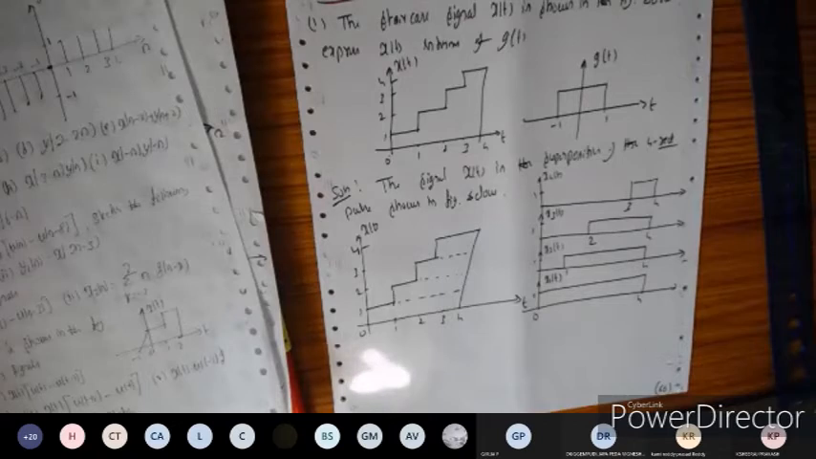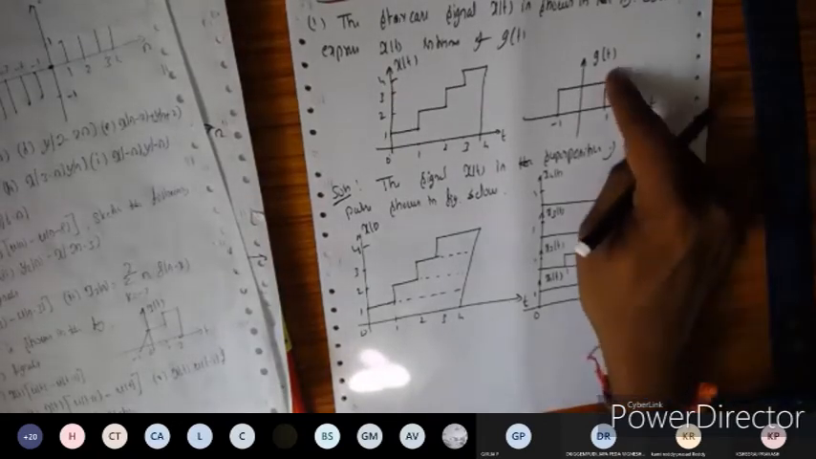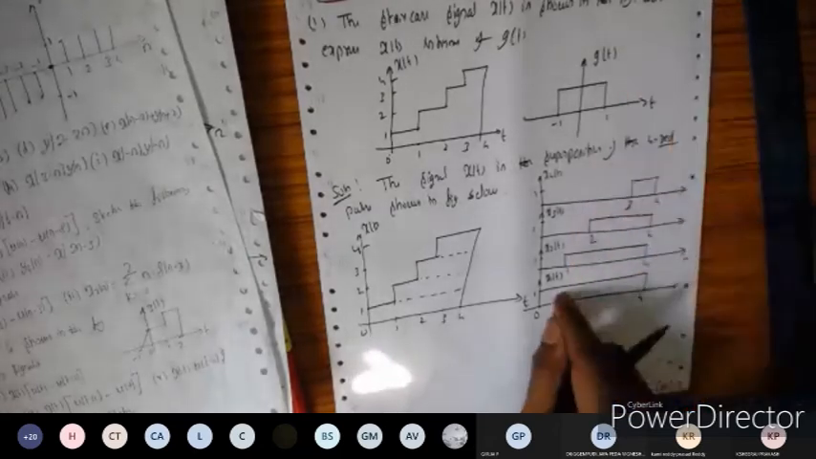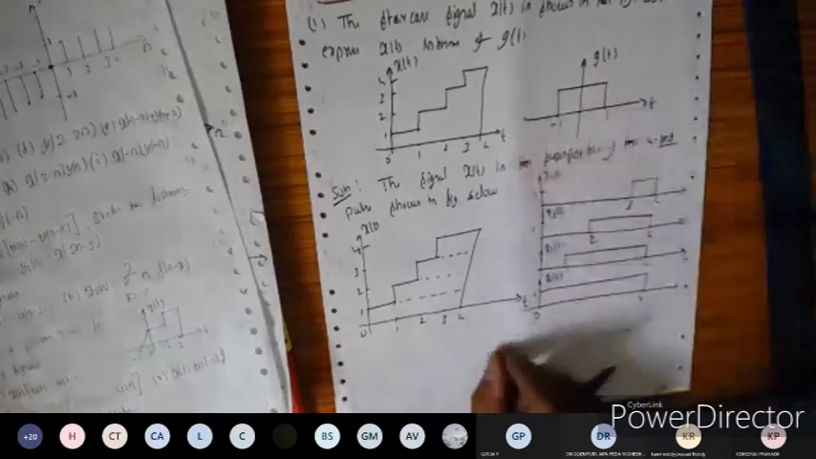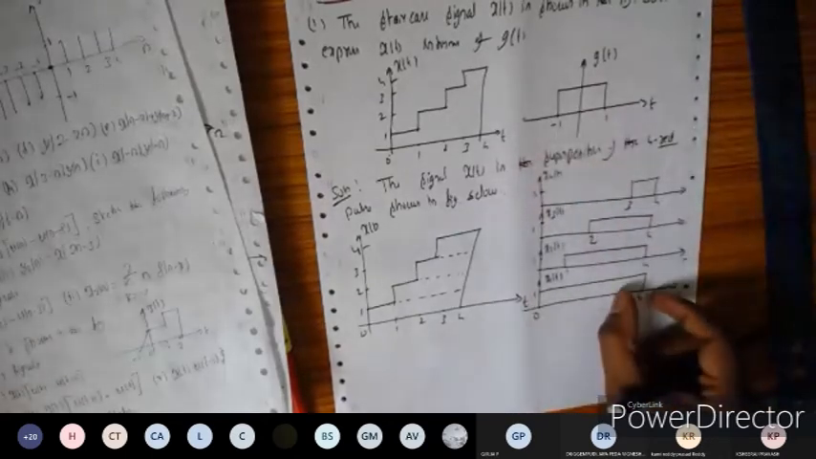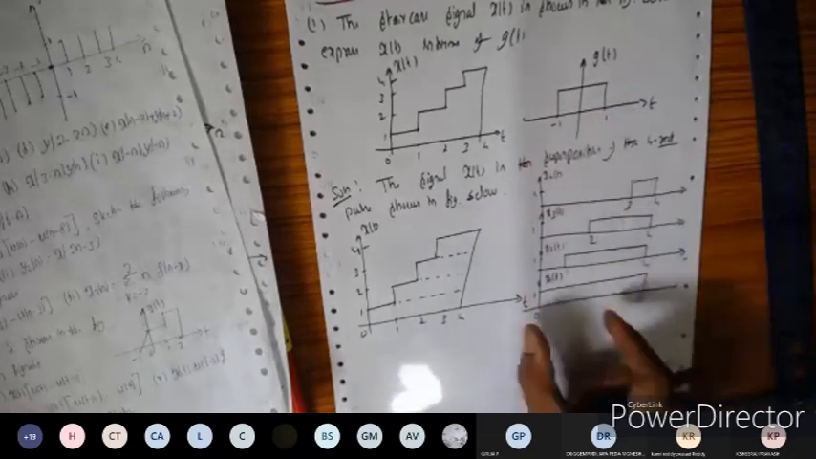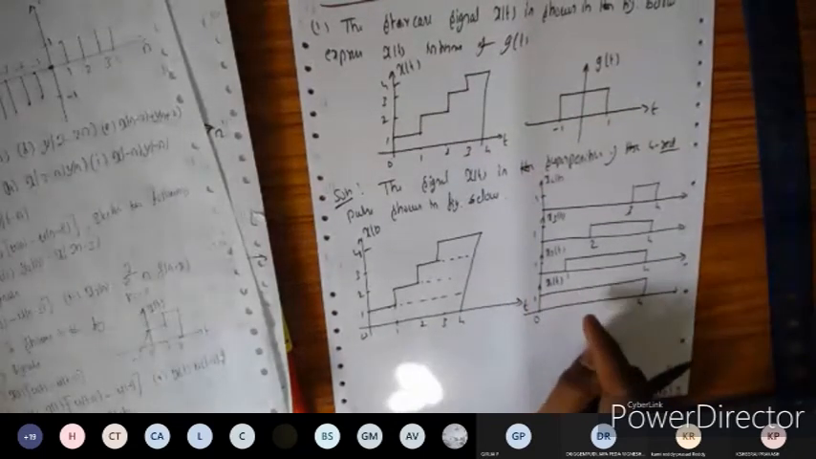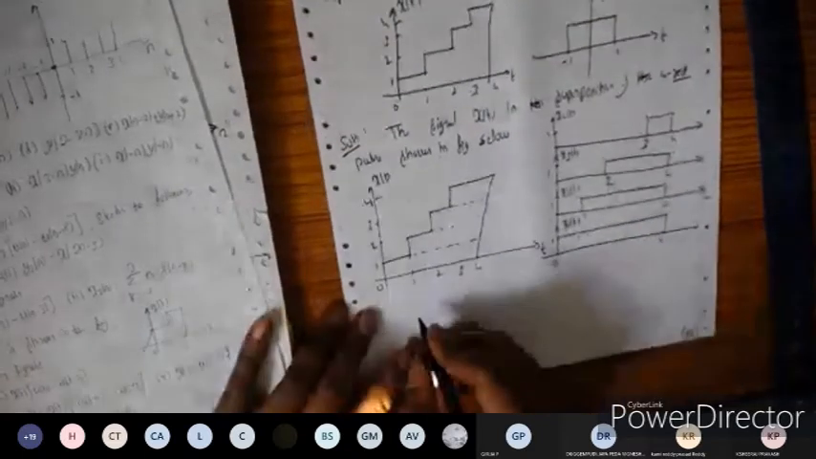Right. Now what we need to do is express each and every pulse in terms of g of t. So the signal x1 of t we need to express in terms of g of t by using the operations called shifting and scaling. We need to perform shifting towards the right side, and we need to scale it because it is a double-sided one.